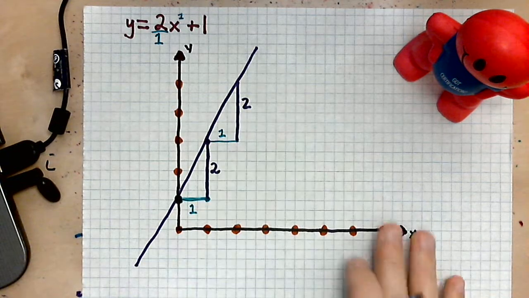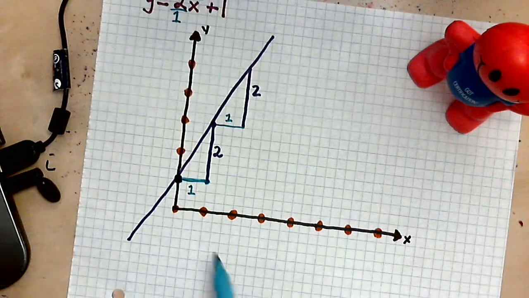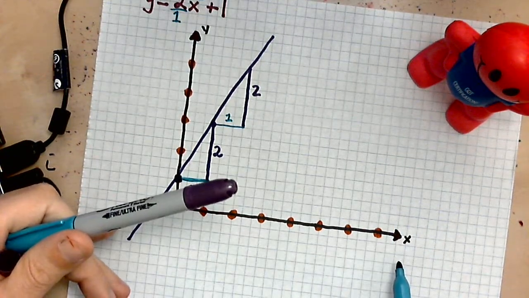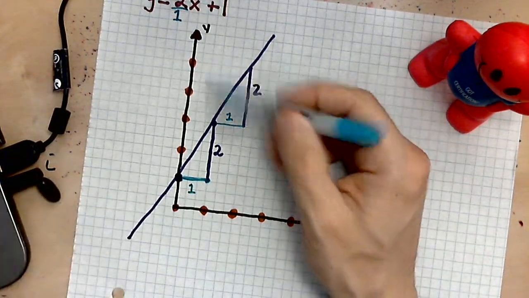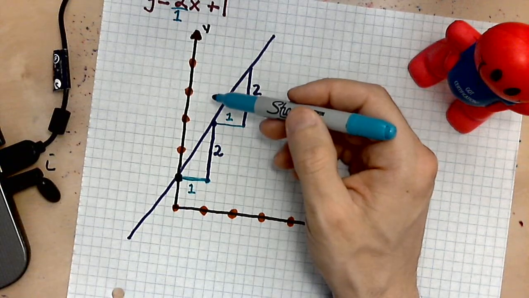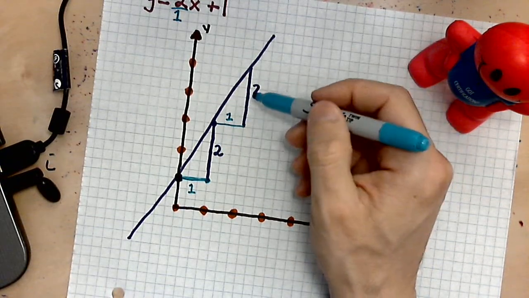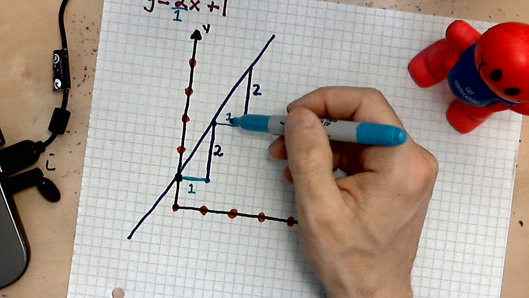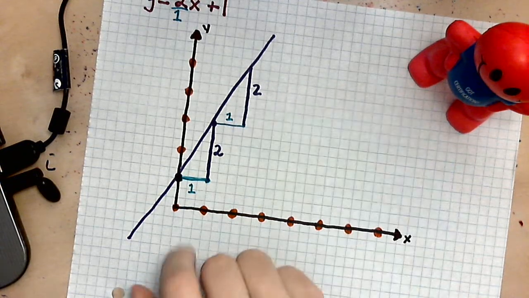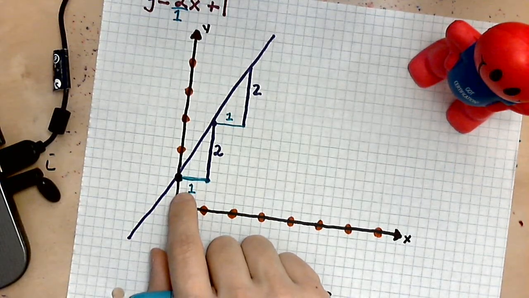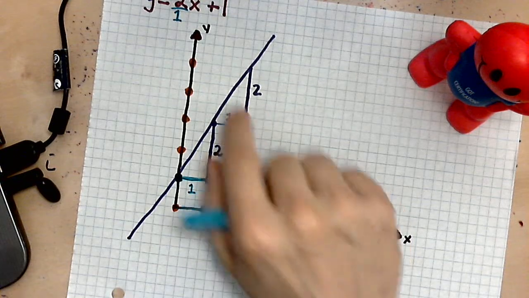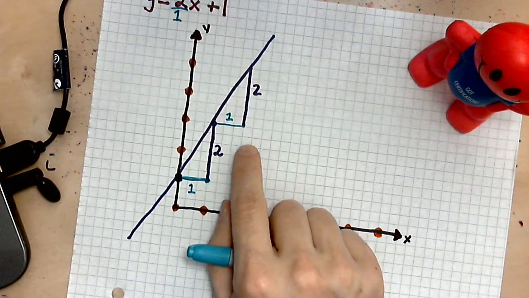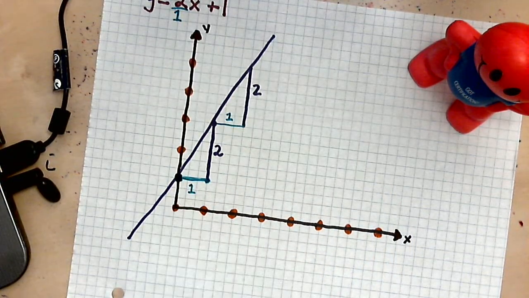If we are seeing the picture from this perspective, then the x-axis represents the independent variable, and the y-axis the dependent variable. The slope is 2 over 1. So you multiply every x by 2, and then you add 1 to it, the way I've shown you here.